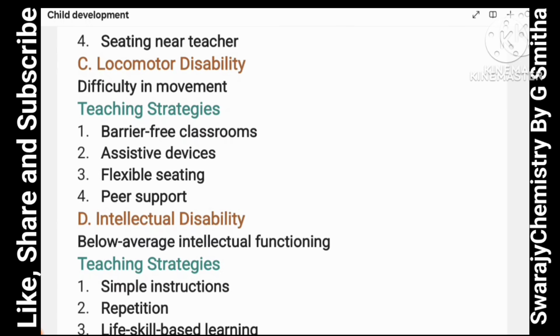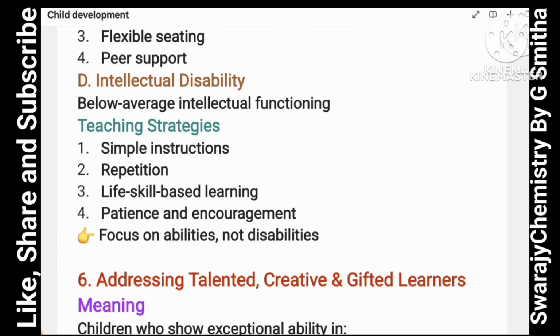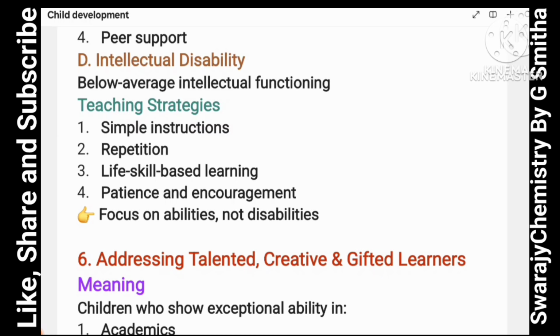The fourth impairment is intellectual disabilities. Intellectual disability means below average intellectual functioning. The child learns slowly, needs more time, finds complex ideas difficult. Teacher strategies are, the first one is simple instructions. Teacher should give short, clear, one-step instructions.